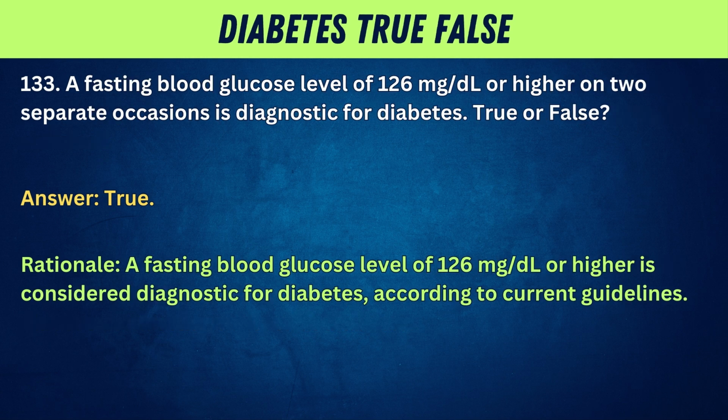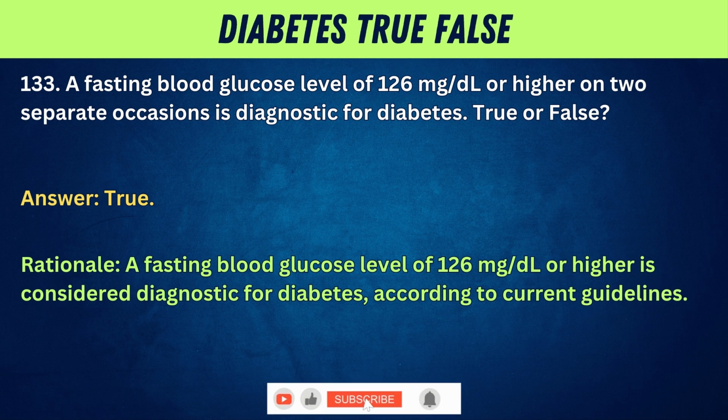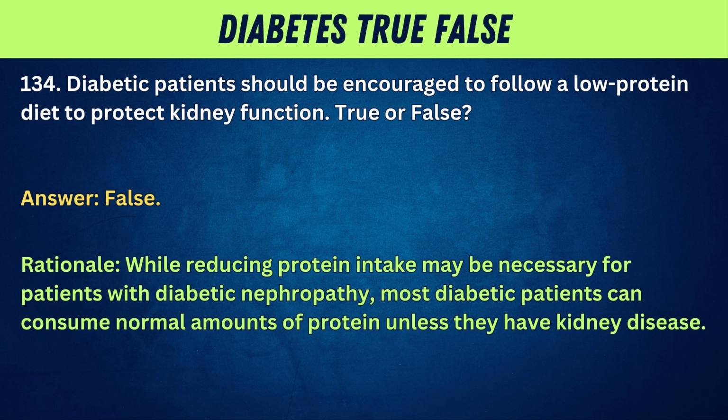133. A fasting blood glucose level of 126 milligrams per deciliter or higher on 2 separate occasions is diagnostic for diabetes. True or false? Answer: true. Rationale: a fasting blood glucose level of 126 milligrams per deciliter or higher is considered diagnostic for diabetes, according to current guidelines. 134. Diabetic patients should be encouraged to follow a low-protein diet to protect kidney function.